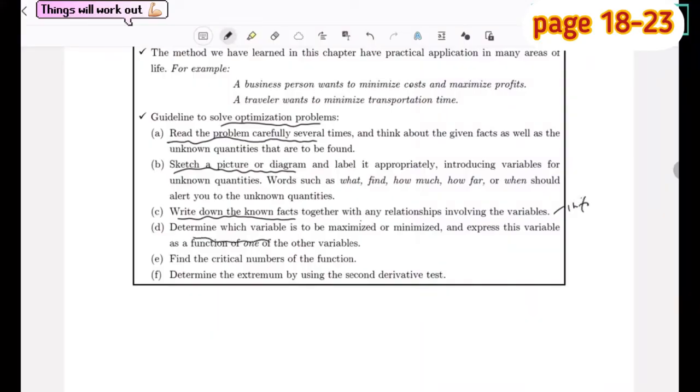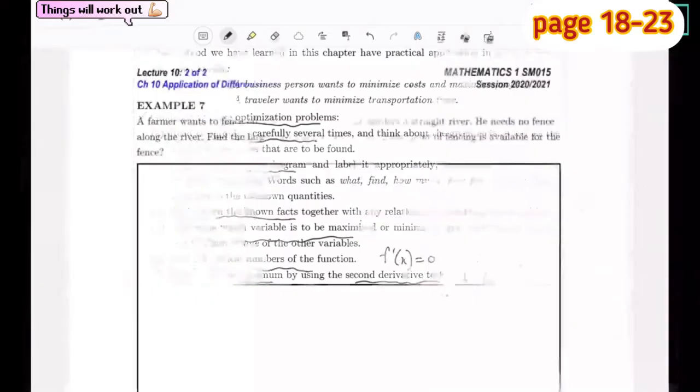Determine which variable is to be maximized or minimized. Find the critical numbers. You need to get the first derivative and equate it to 0 to get the values of your x. Then find the extremum by using the second derivative test, meaning you need to get your f double prime x.